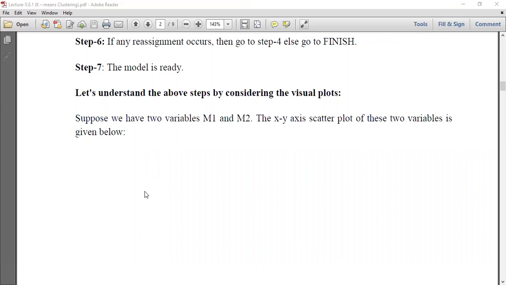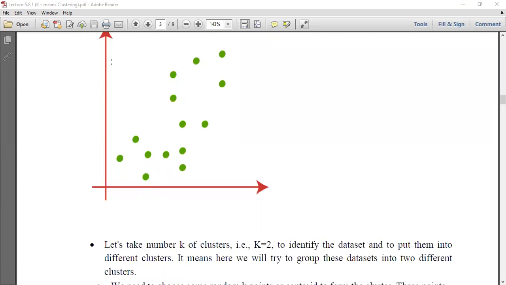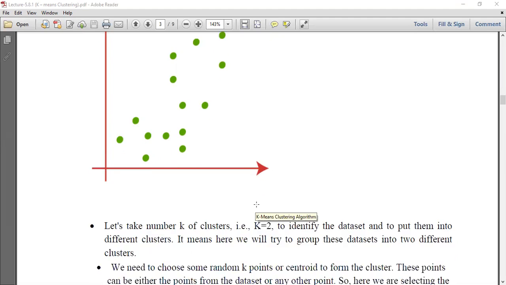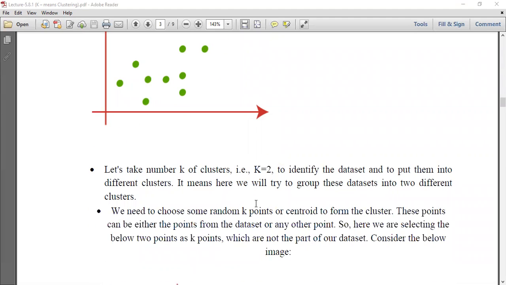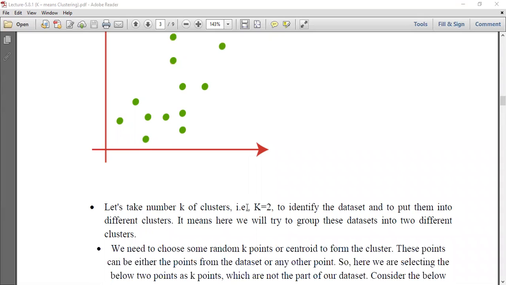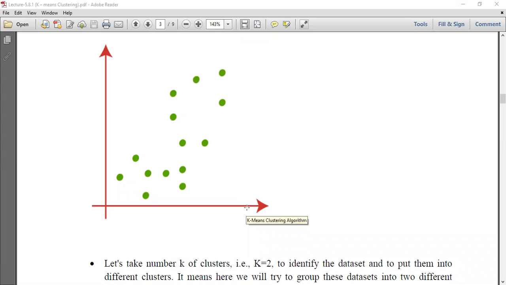Suppose we have two variables M1 and M2. The x-y axis scatter plot of these two variables is this, and this is the scattered data set which is scattered on the x-axis and y-axis. Let us take the number K of clusters, that is K equals 2. You can create two clusters or more than two clusters, depending on your choice.